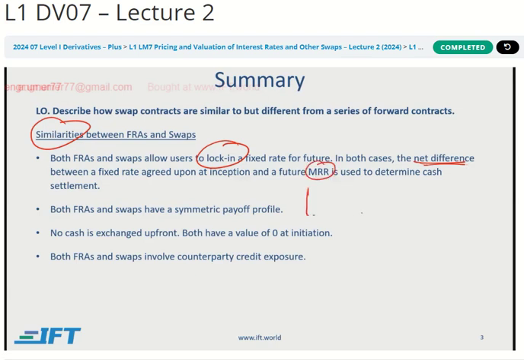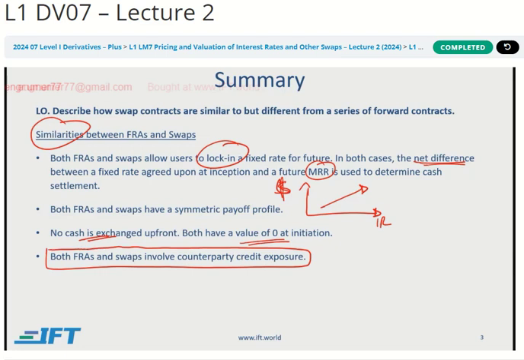Both of them have a symmetric payoff, which means if interest rate goes up, the profit of the long party goes up, whether it is a long FRA or a long swap agreement. Right? No cash is exchanged upfront. Both of them have a value of 0 at initiation, and as interest rates change, then profit or loss could be there, and definitely the loss making party might consider running away. That's why usually these transactions happen between very, very big financial institutions, because there is counterparty credit exposure in both FRAs and swaps. So these are the similarities.